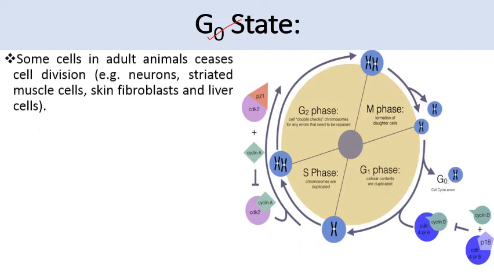Next comes G0 state. Some cells in adult animals cease cell division. For example, we have some cells like neurons, striated muscle cells, skin fibroblasts, and liver cells. ये जो cells हैं, they will not enter into the S phase, and they will go into another phase that is known as G0 phase or quiescent stage. यहाँ पे जो cell है ये metabolically active रहते हैं, but they are unable to divide. But under certain conditions, if they are required, they will undergo cell division. So this stage, when the cell ceases cell division, or will not enter into the S phase, is known as G0 stage.